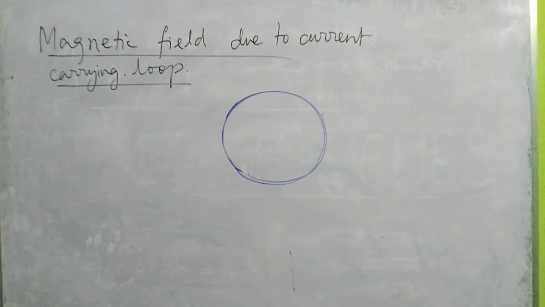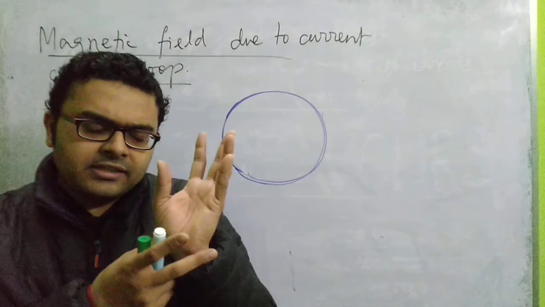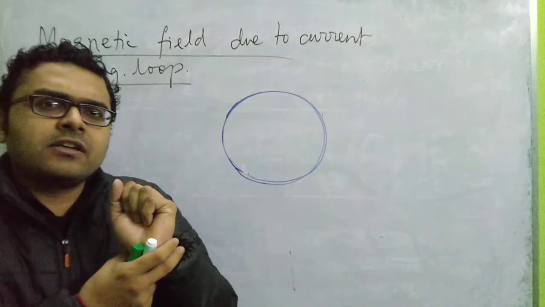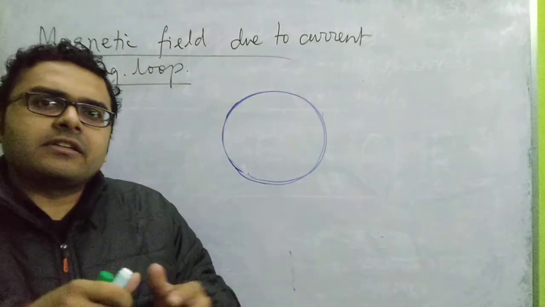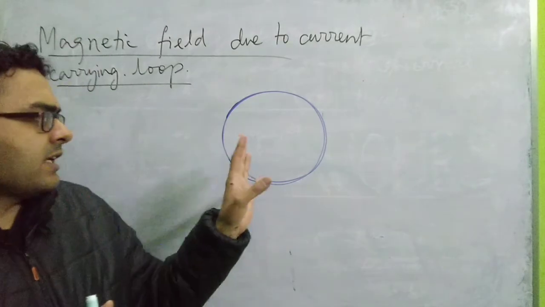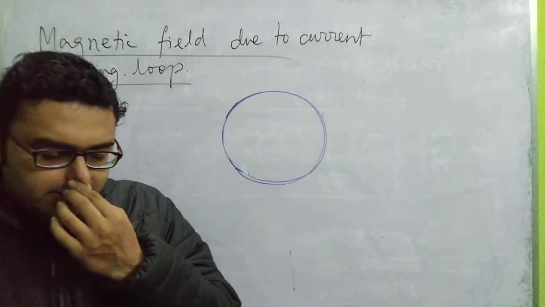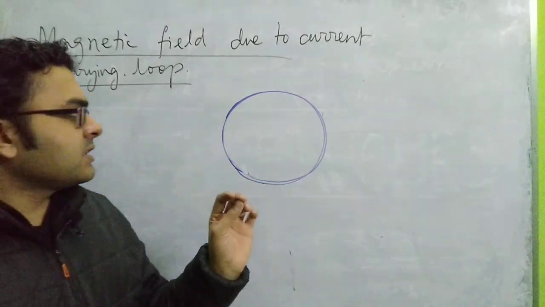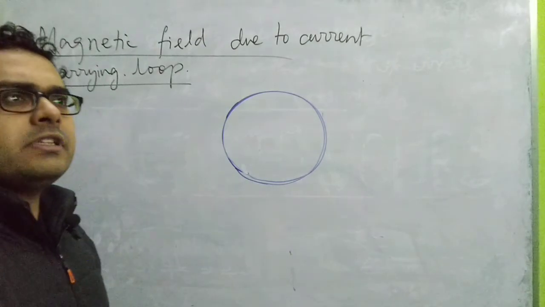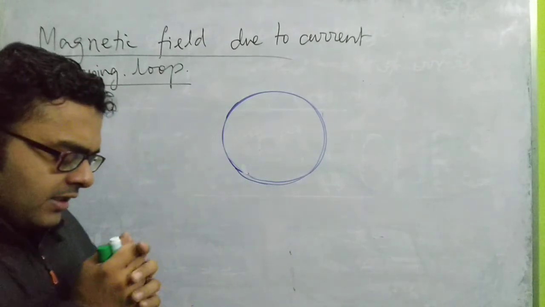Now this loop is something like the bangles that women wear on their hands, or it can be just like a ring. So the structure is like a ring. It's a single loop of wire through which current is flowing. Now, if current is flowing, it will generate a magnetic field around it.